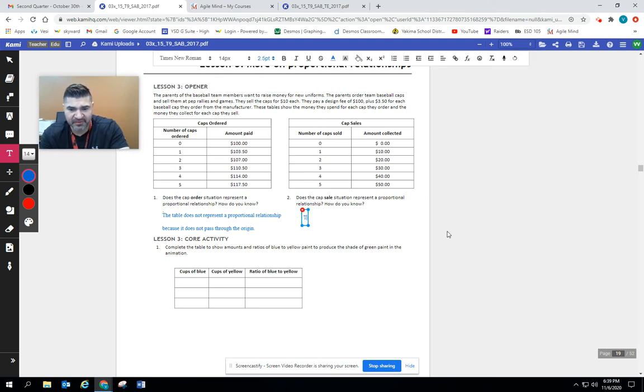So we're going to go ahead and type in the table is proportional because it has a constant rate and passes through the origin.